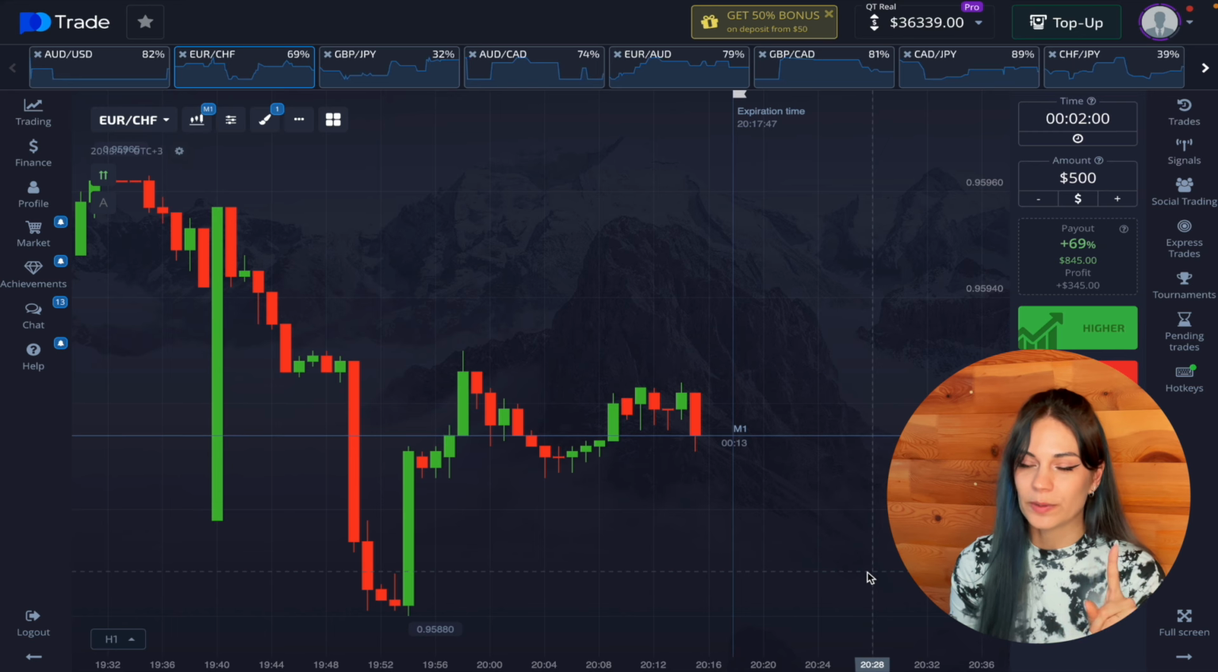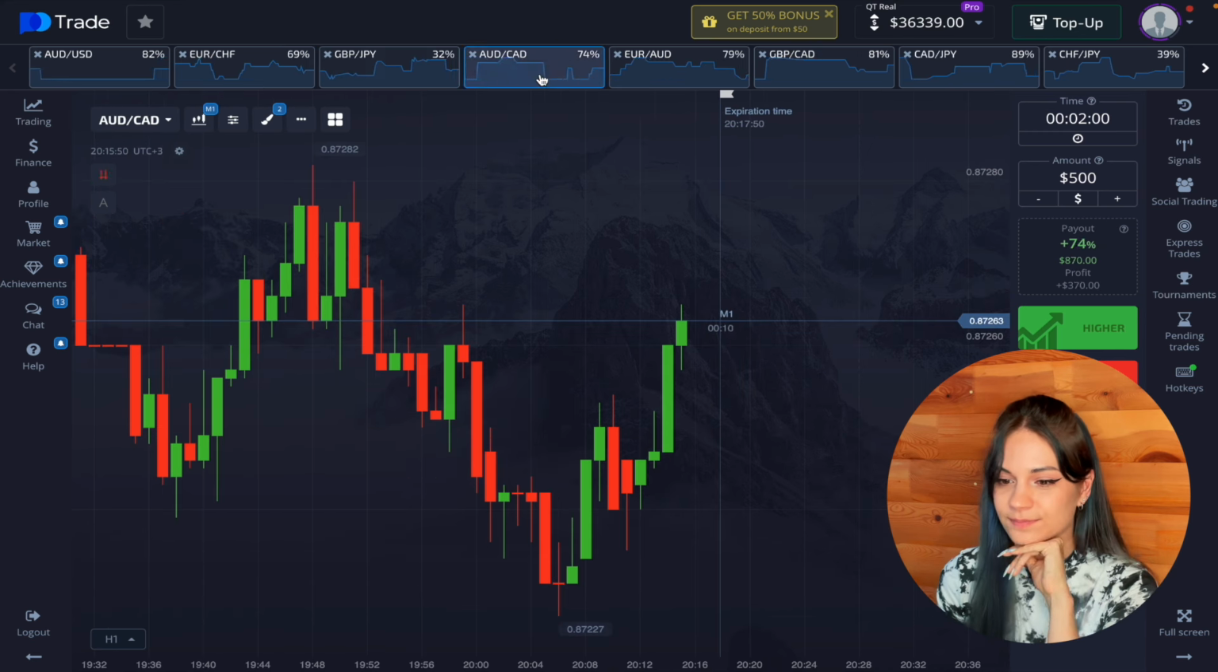And finally, this is the last time for today that we are getting to Pocket Option. We are going to try to find a hammer or a shooting star in the real market and open a deal with this pattern.